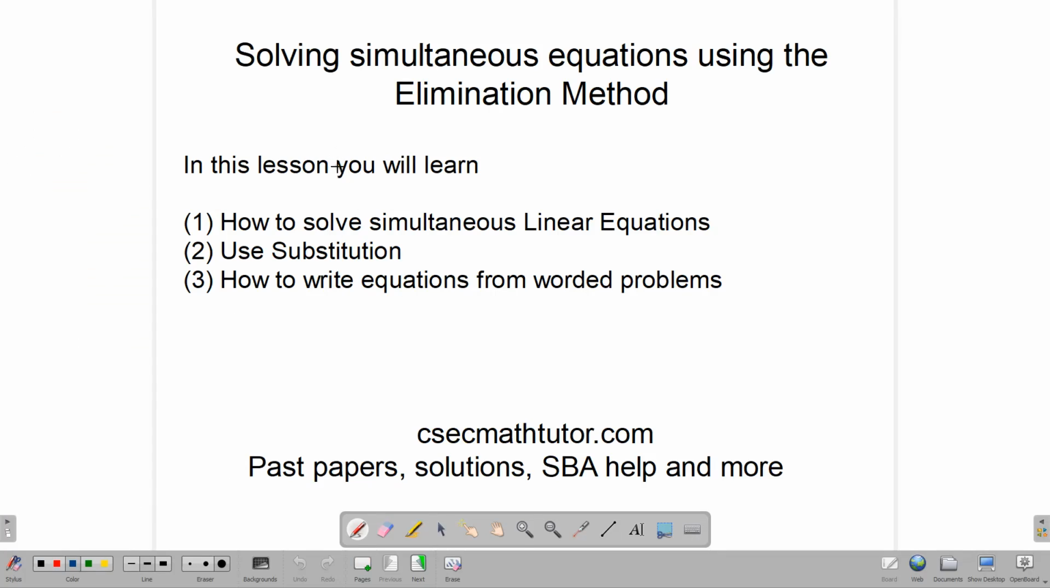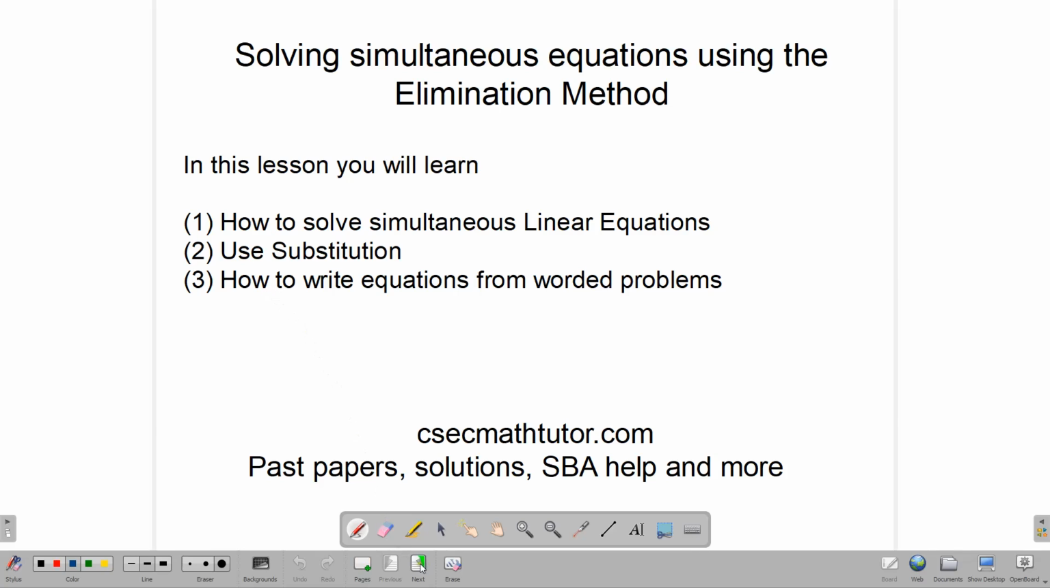In this lesson, we are going to be talking about how to solve simultaneous equations using the elimination method. So you will learn about the elimination method and how to use it. You will also use substitution. And at the end, we're going to be talking about how to write worded problems in mathematical form.